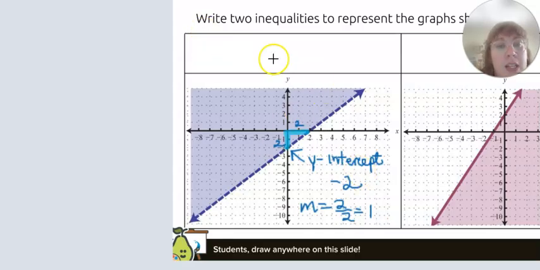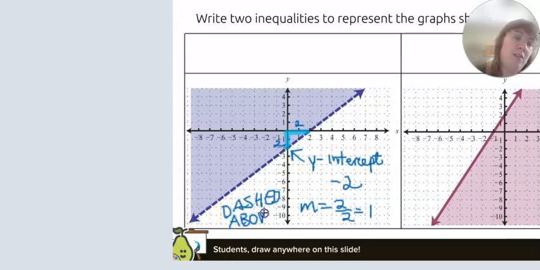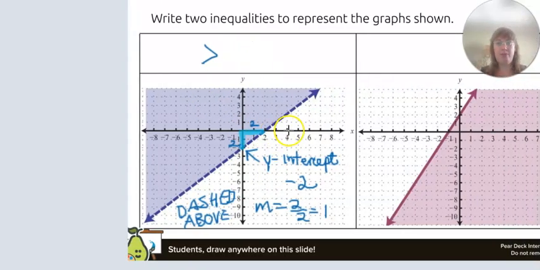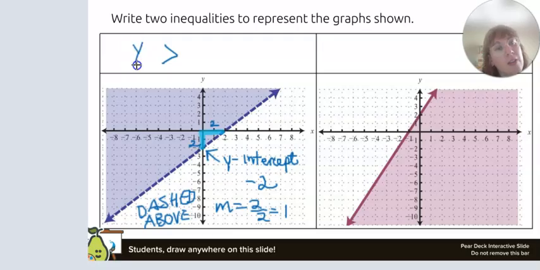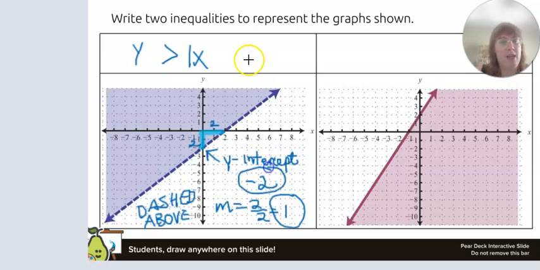So this is a dashed line, and it's shaded above. So dashed and above is going to be a greater than symbol. So we're going to have y is greater than our slope of 1x, and then our y-intercept -2. Voila! That is our first inequality.